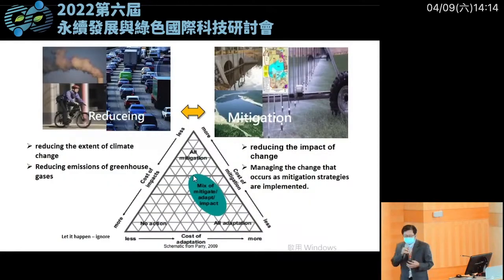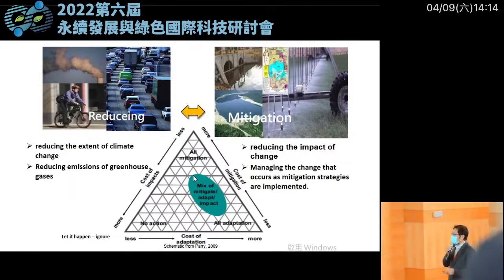Okay, so now we know the problem. How do we reduce the impact of climate change? I think we can do it in two ways. The first way is to reduce the extent of climate change. How? We just need to reduce the emission of carbon dioxide. The other way is mitigation. We want to reduce the impact of climate change.